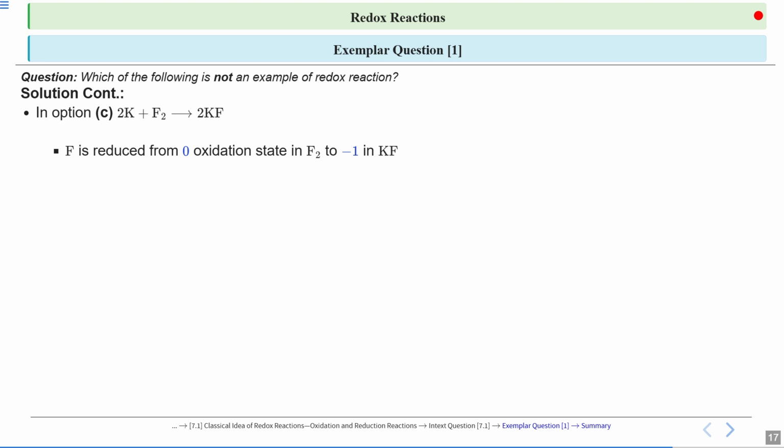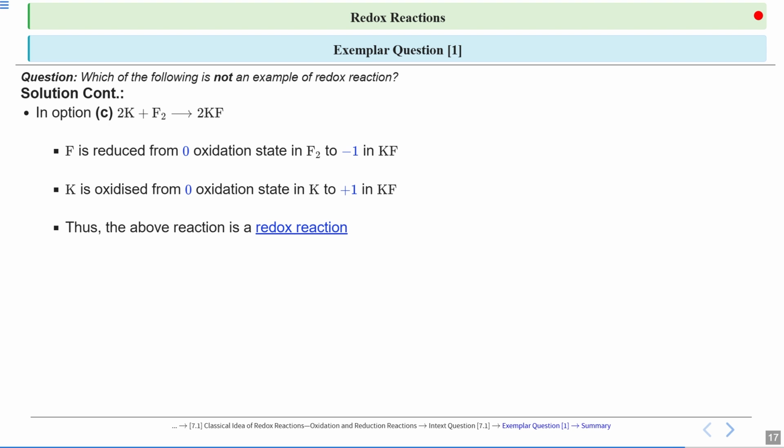While if you look over the potassium, the potassium is present in 0 oxidation state in the reactant, while if you look over the potassium in the product, you will find that it is present in +1. Hence, there is an increase in the oxidation number, which directly indicates the oxidation reaction. Thus, the above reaction is considered a redox reaction because both oxidation and reduction have taken place.